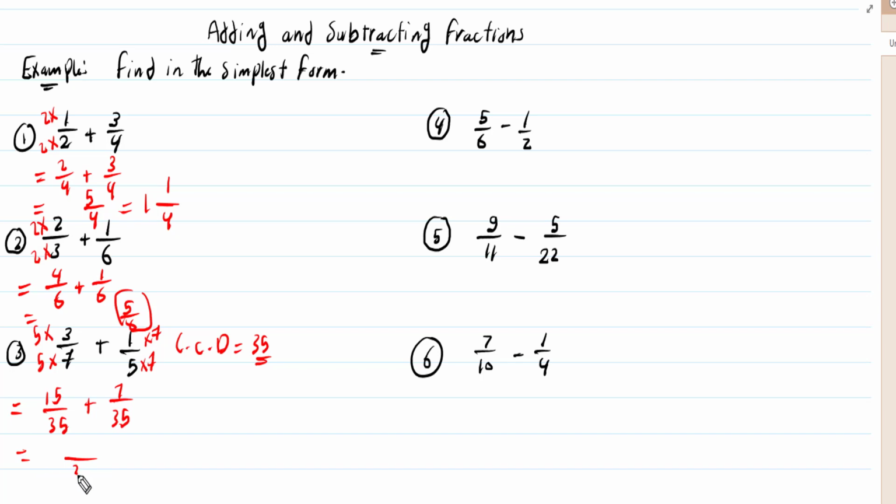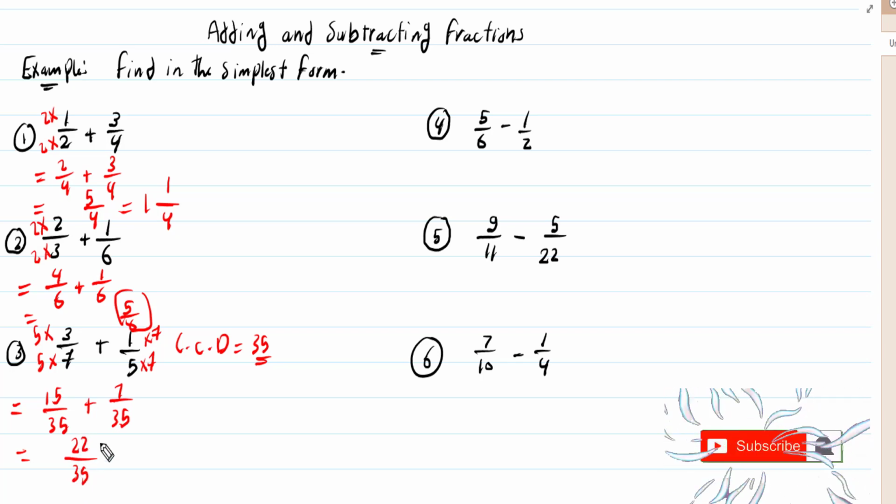We will keep the same denominator, which is 35, and add the two numerators. 15 plus 7 equals what? Equals 22. So the answer is 22 over 35, and this fraction is in the simplest form because there are no common factors between the two terms of the fraction.